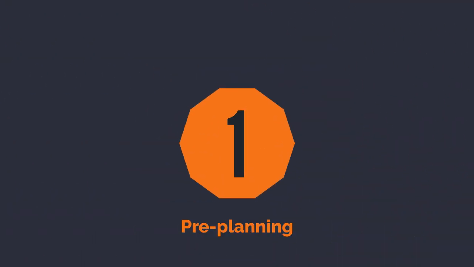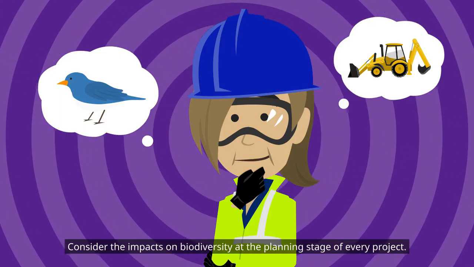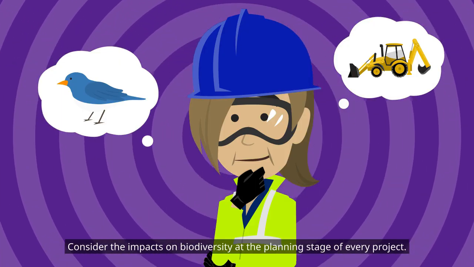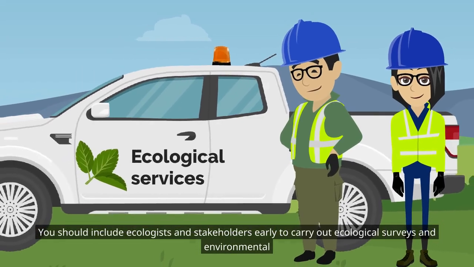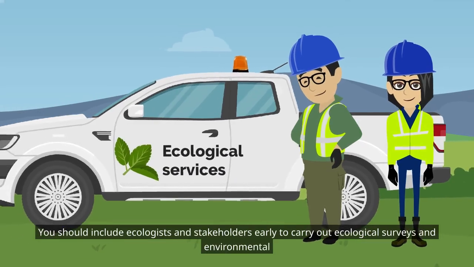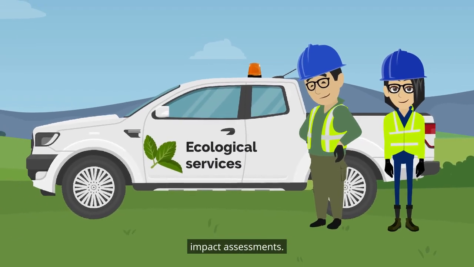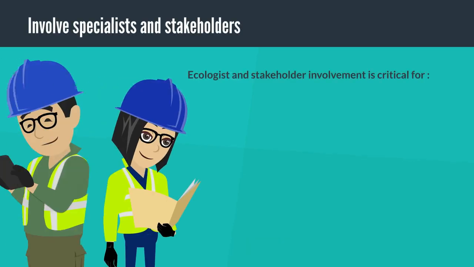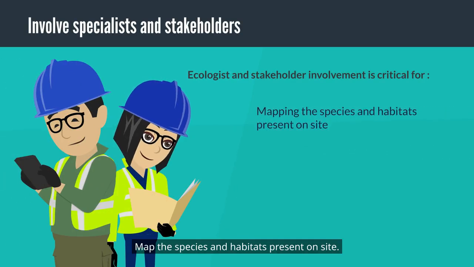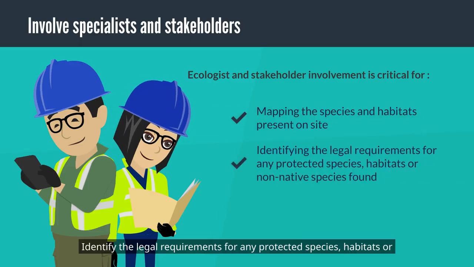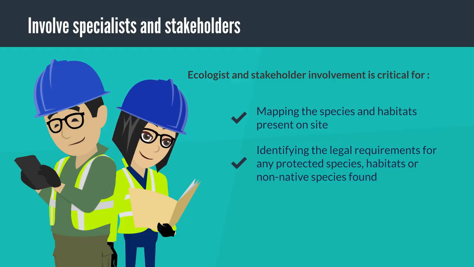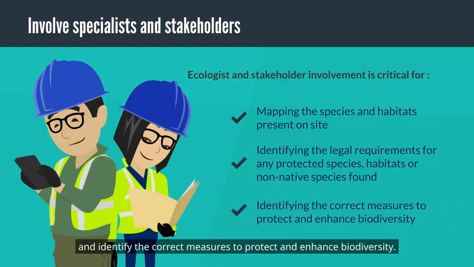Pre-planning. Consider the impacts on biodiversity at the planning stage of every project. You should include ecologists and stakeholders early to carry out ecological surveys and environmental impact assessments. This will allow you to map the species and habitats present on site, identify the legal requirements for any protected species, habitats or non-native species found, and identify the correct measures to protect and enhance biodiversity.